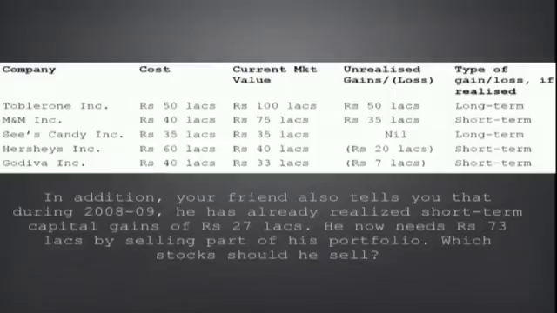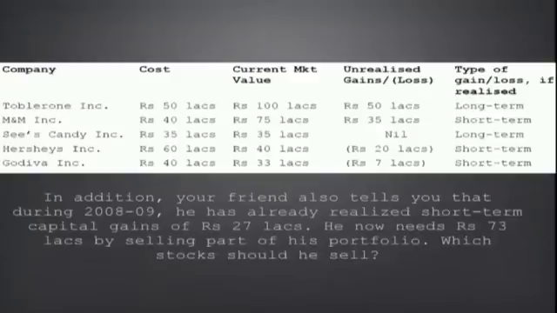In addition, your friend has also given you some additional information: he has already realized a short-term loss of 27 lakhs, and now he needs 73 lakh rupees from this portfolio to meet a certain personal need. Which securities should he sell?